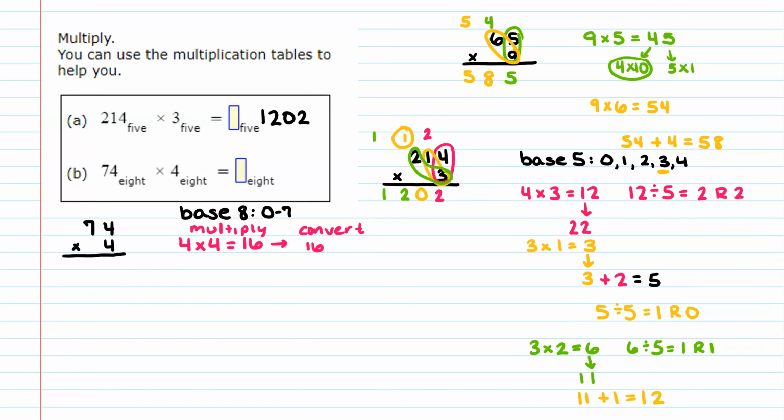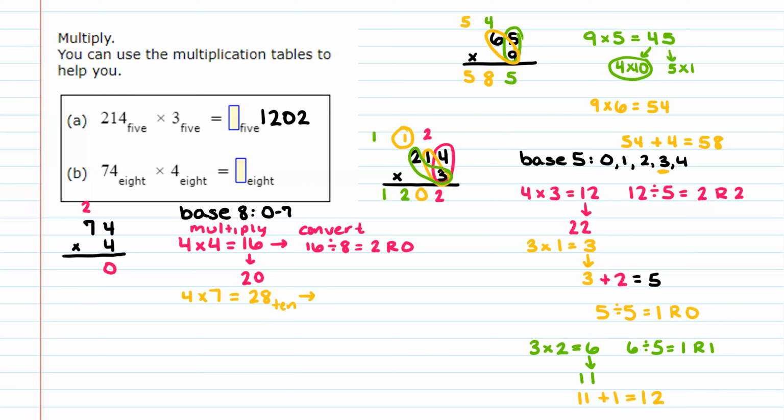So 16 divided by 8 makes 2 remainder 0. So 16 in base 10 is 2 0 in base 8. So the 0 comes down here, and then we'll add the 2 once we do that multiplication. Okay, 4 times 7. That makes 28 in base 10.